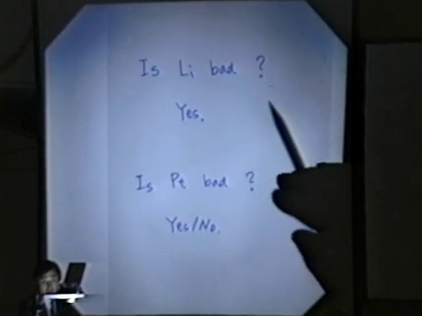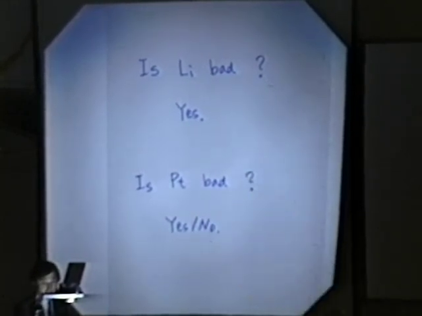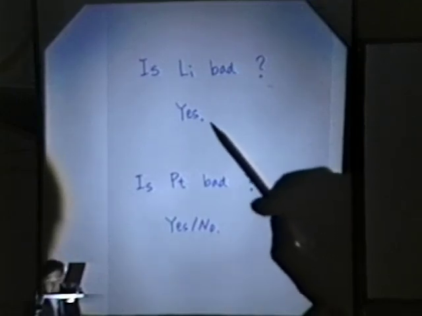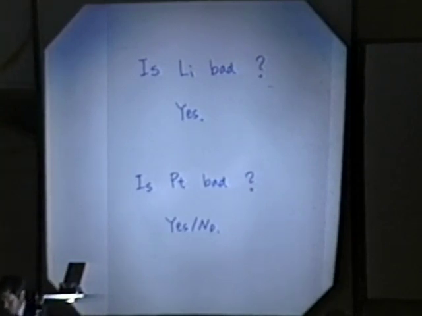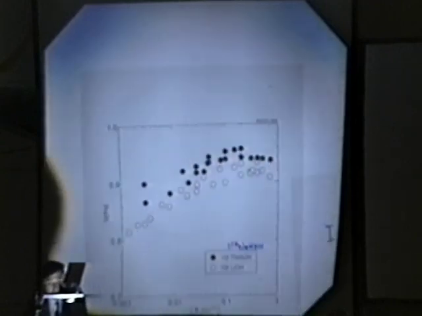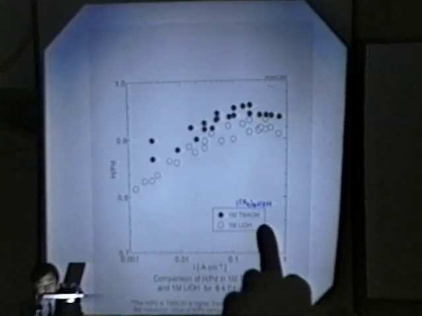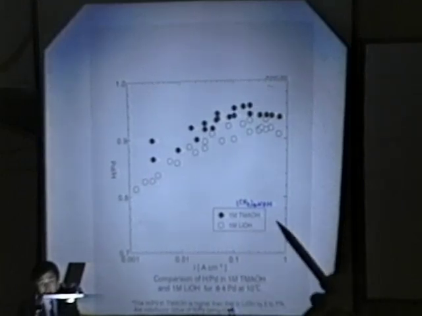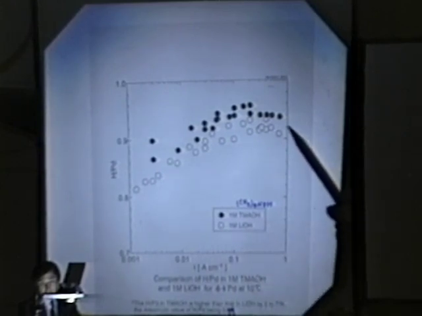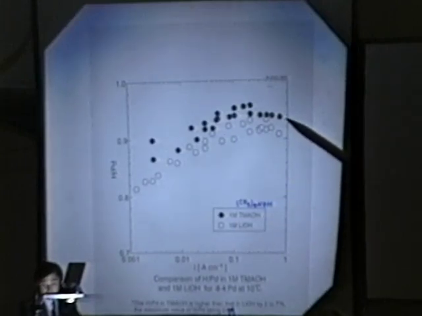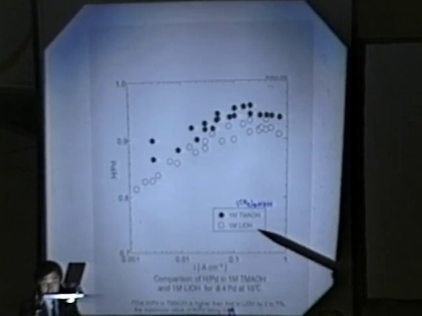But the problem is, is lithium bad? I can say yes. Is platinum bad? I cannot say yes or no. The reason why I can say yes for lithium is supported by our previous data showing the difference between 1 molar lithium hydroxide and 1 molar tetramethyl ammonium hydroxide, without any lithium metals. This data shows the hydrogen to palladium ratio, and the system without any lithium is doing better than the system with lithium. So this data, I think, shows that lithium is doing something bad on the surface.